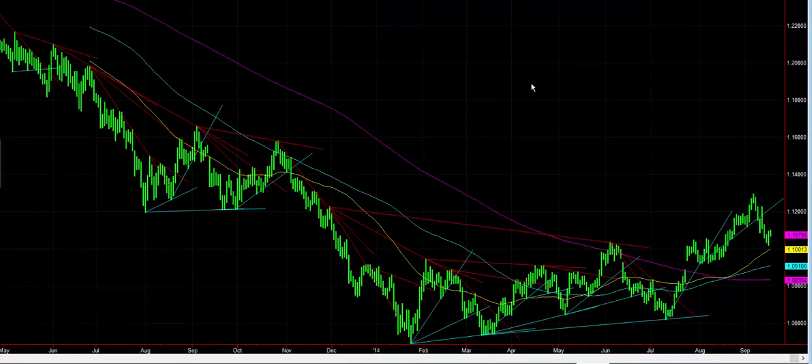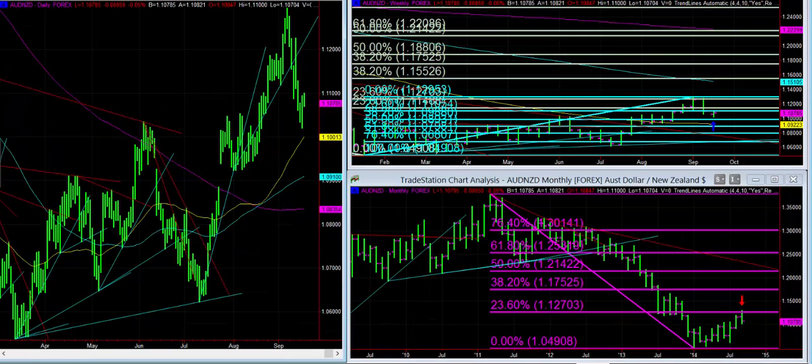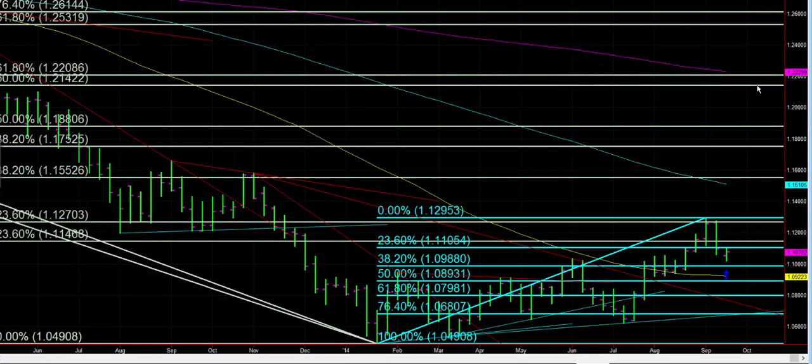Finally, we have the Australian dollar, New Zealand dollar cross rate. We don't really see too many cues here on our daily chart. However, when we move over to our weekly charts here, we can see the A dollar, New Zealand dollar top was right around the 1.1105 area over here, as demonstrated by this blue line. That's a 23.6% retracement of our 2014 low and high.